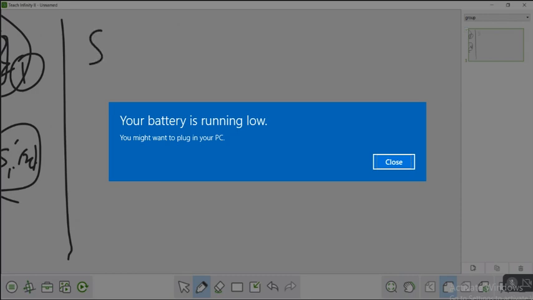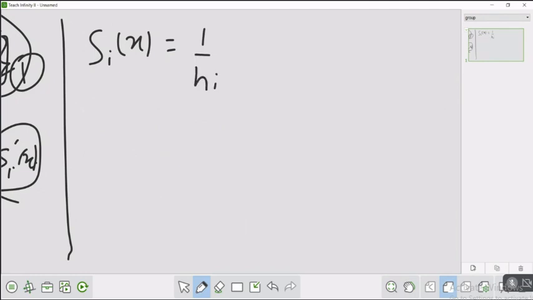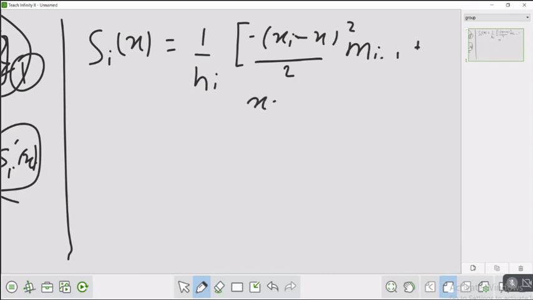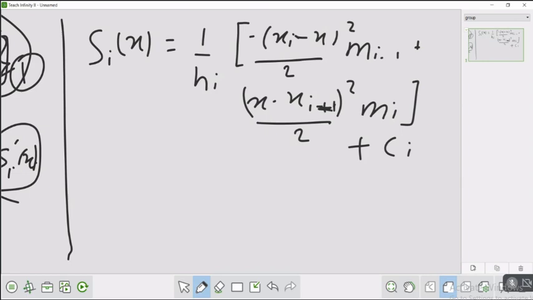Integrating, we'll get six, 1 over hi, xi squared divided by 2 times mi minus 1 plus x minus xi plus xi minus 1 squared divided by 2 times mi, plus a constant ci. So how do we find the constant?